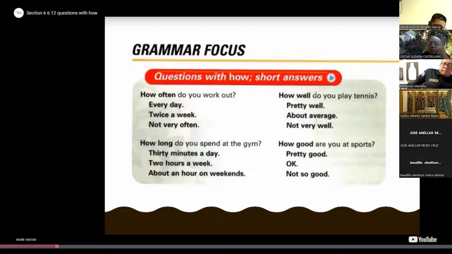What is the difference? The auxiliary, I use the verb to be. ¿Qué tan bueno eres? I use the auxiliary for actions. Do. ¿Qué tan bien haces algo? Okay? Okay, and thank you. You're welcome.